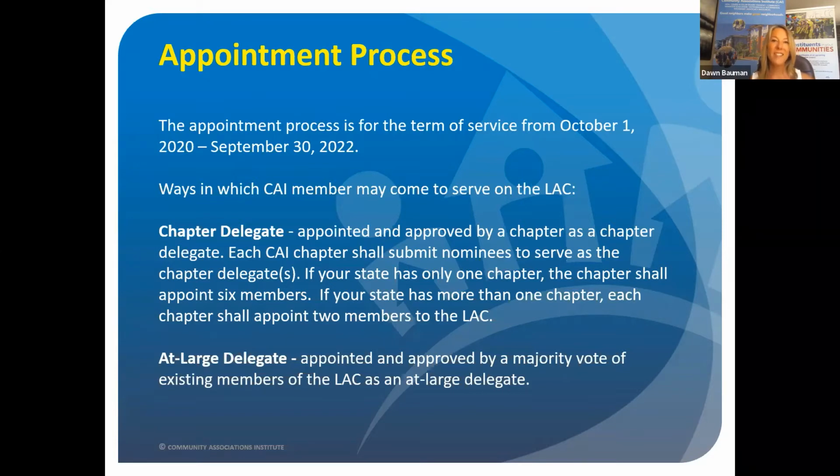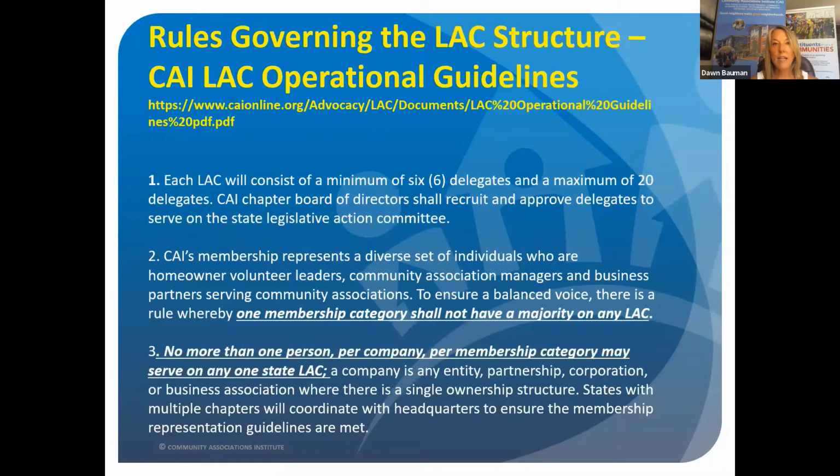So chapters need to work together on the appointment process and also work with us. LUL is really great at working with chapters in states with multiple chapters to make sure that we have the right balance of members represented on the Legislative Action Committee. This link right here is a link to the LAC operational guidelines.